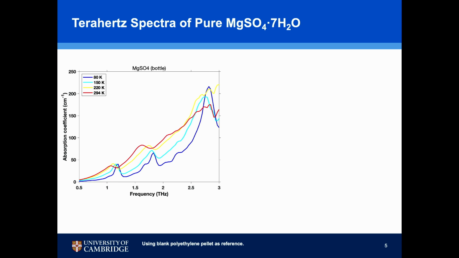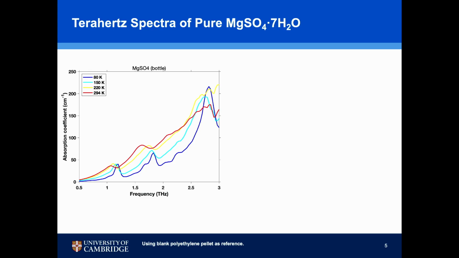Here is a very typical spectrum of a crystalline material, acquired with the sample of heptahydrate as received. As we can see, we acquired it at various temperatures because the measurement is very sensitive to temperature, and the lower the temperature goes, the sharper and the more pronounced the peaks are.